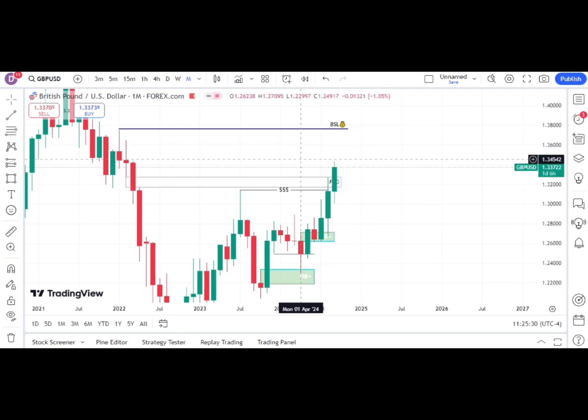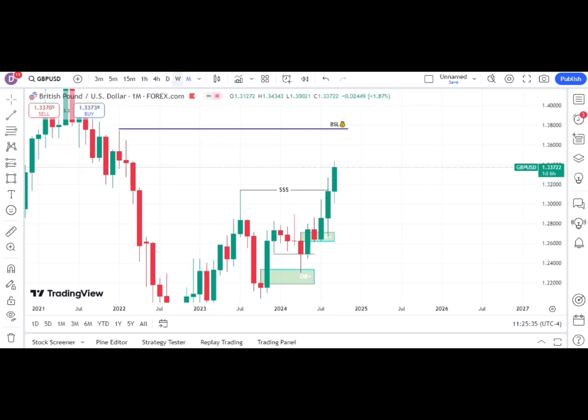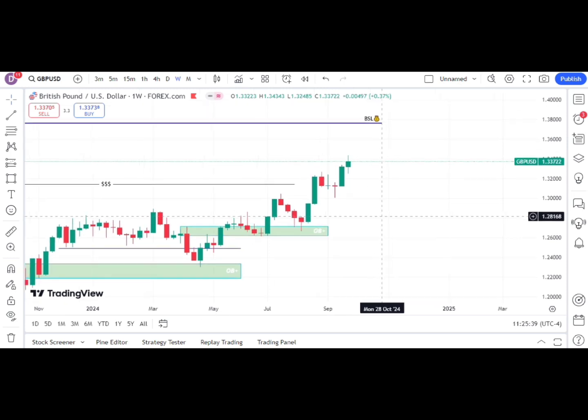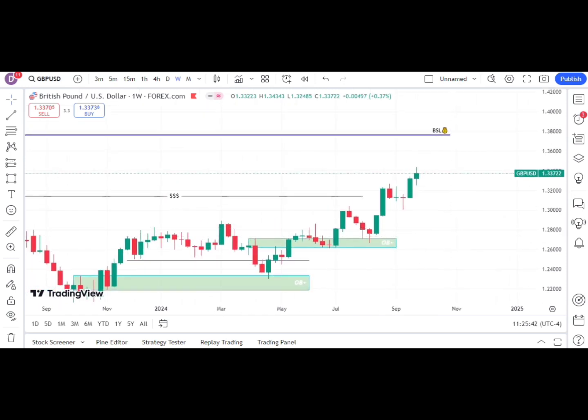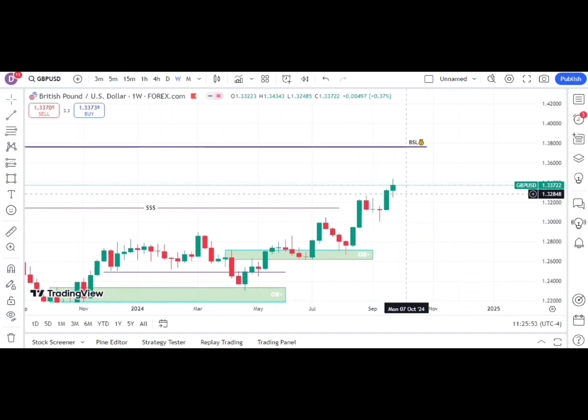So let me quickly switch into the weekly outlook. So this is going to be my weekly outlook, as you can see. Basically, like I said, from the monthly, we are respecting bullish order flow, and since we didn't respect bearish order flow, I want to see us rally up and take this buy side liquidity. But here we can see that we have our fair value gap right here.